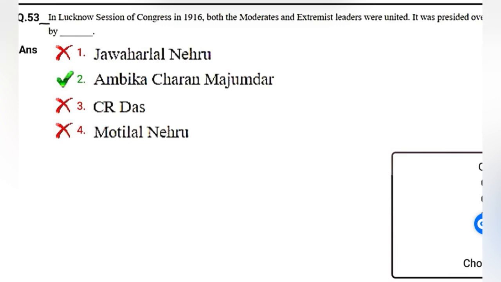In the Lucknow session of Congress in 1916, both the moderates and extremist leaders were united. It was presided over by Ambika Charan Majumdar.